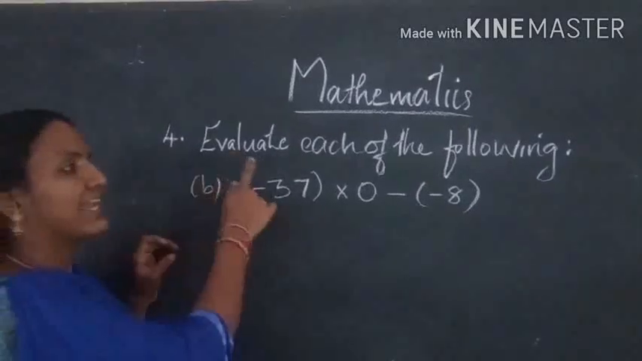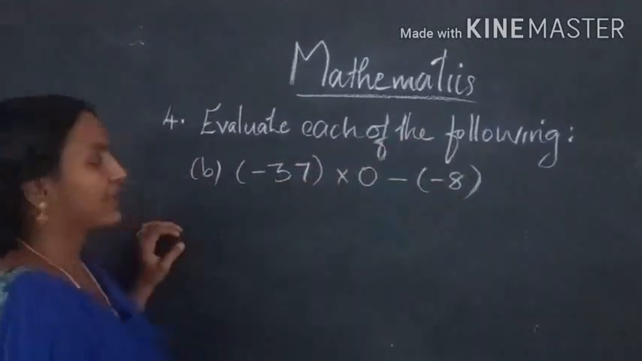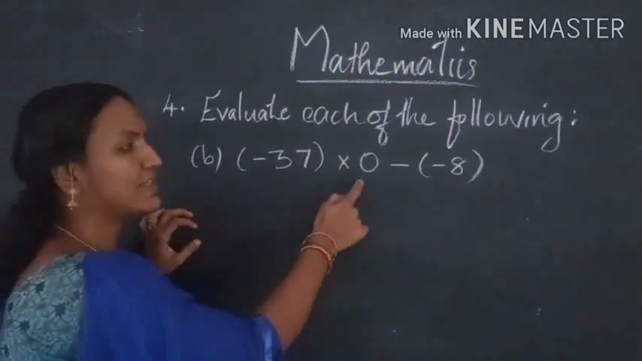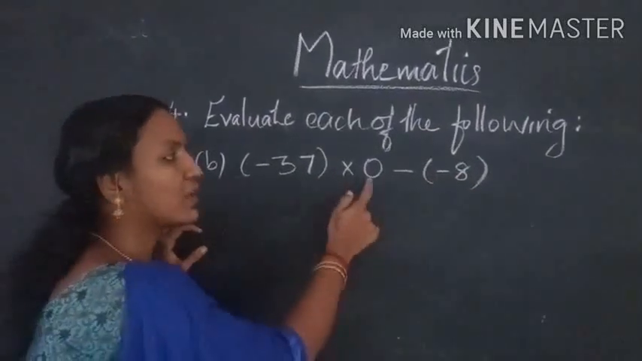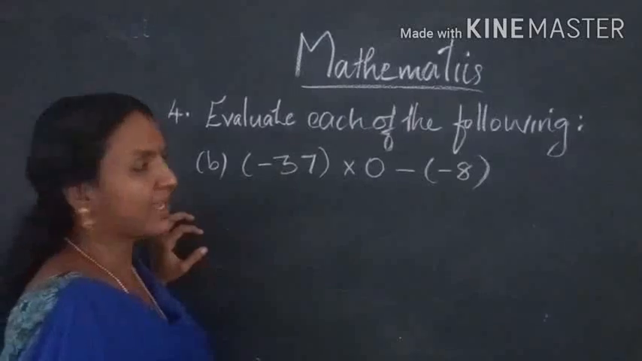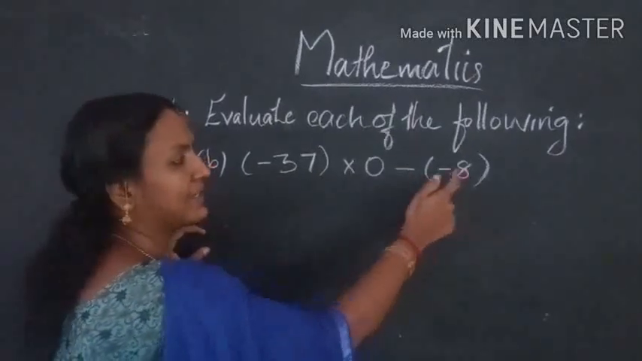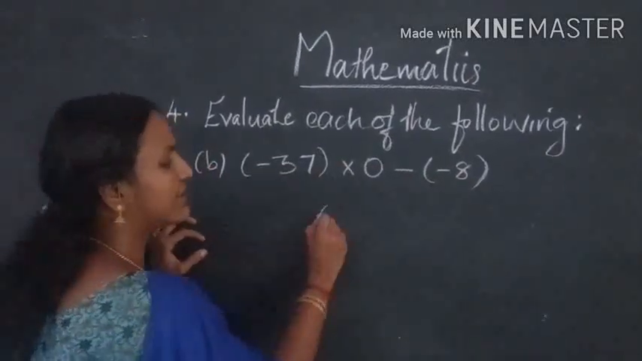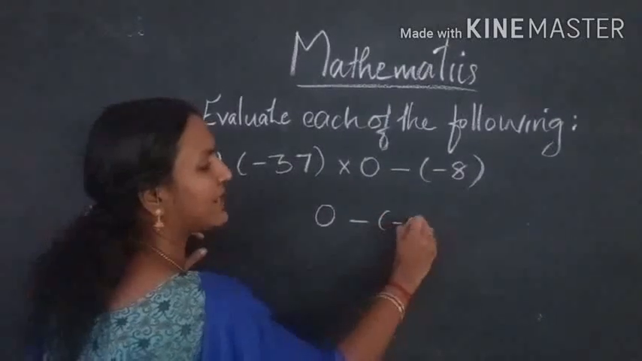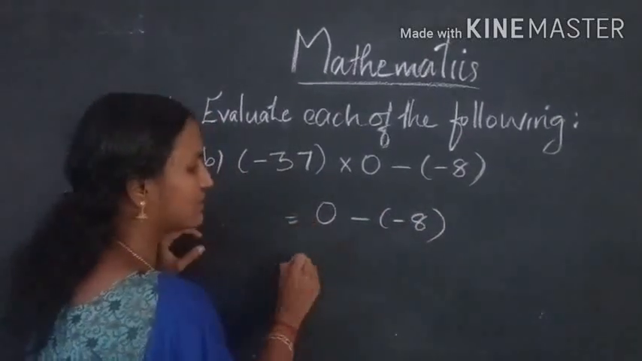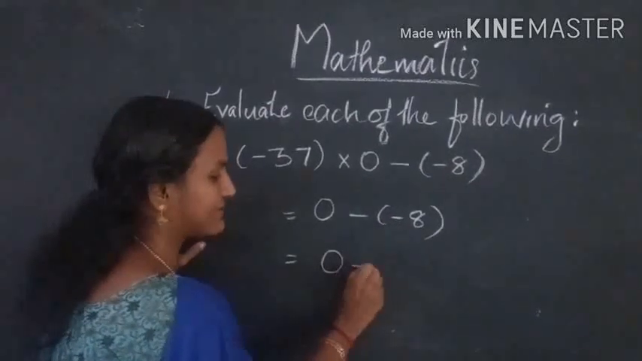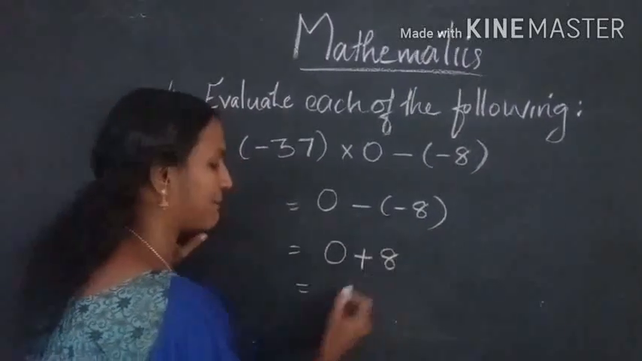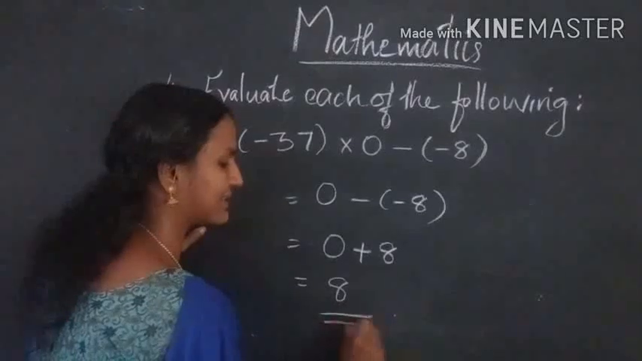Next question, evaluate each of the following. Minus 37 into 0, minus of minus 8. Any number into 0 is 0. Okay? 0 minus of minus 8 is equal to 0 minus into minus plus 8. 0 plus 8 is 8. 8 is the answer.